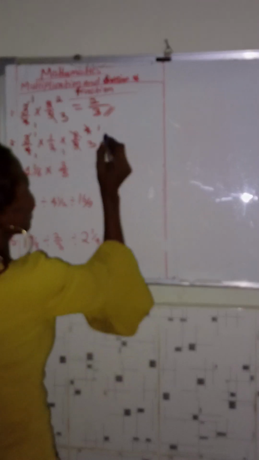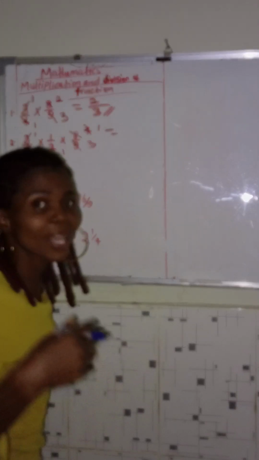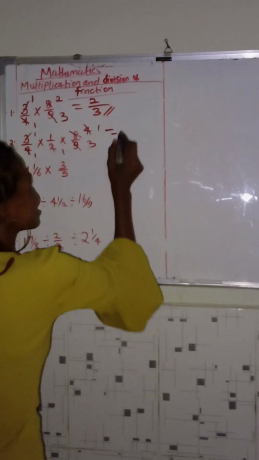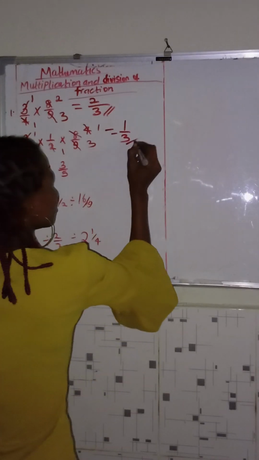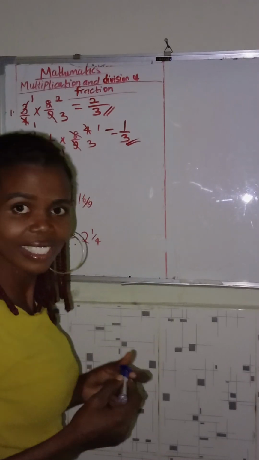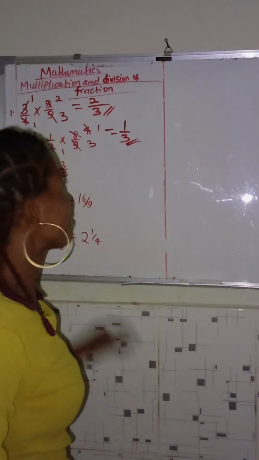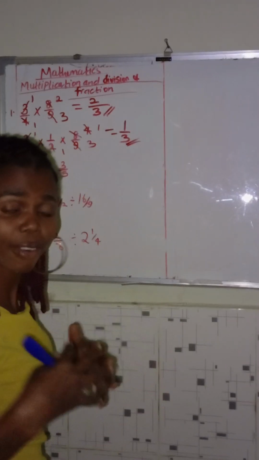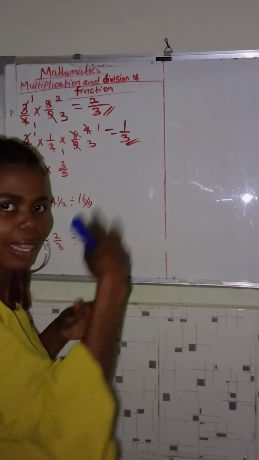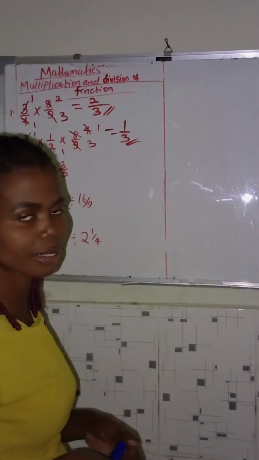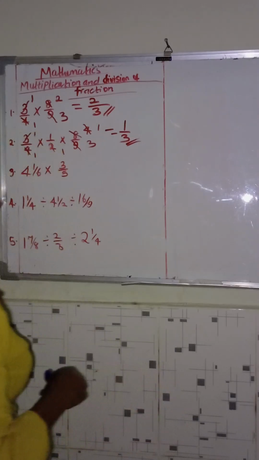So what do we have? Here we have 1 multiplied by 1 multiplied by 1. That is 1 over 3. And that's your final answer. Do you understand that? Do you get it? If peradventure you have any fraction that cannot go, nothing can go, you multiply it together and that will be your final answer. All right, let's go again.